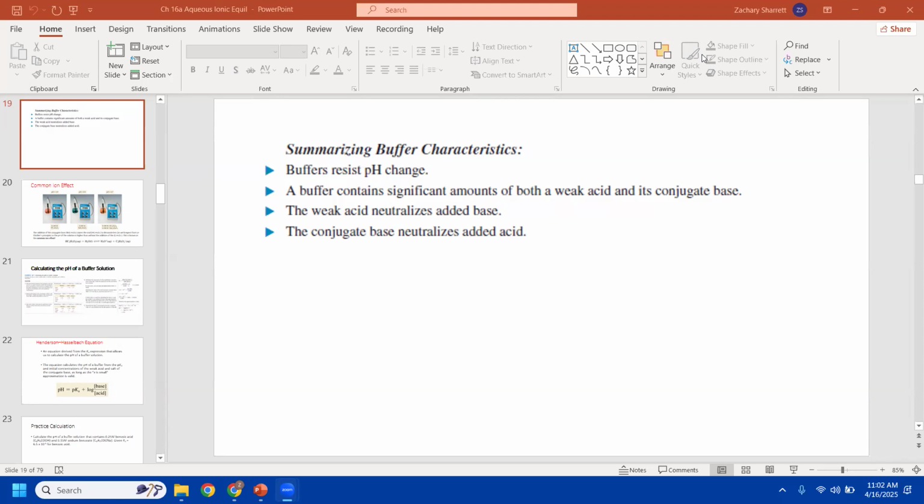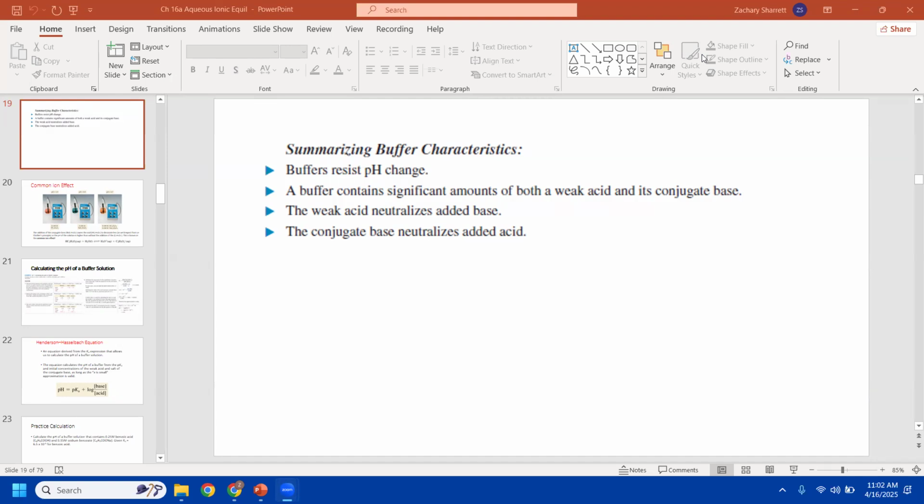So to summarize what we talked about on Monday, buffers resist pH change, right? They don't completely cancel out pH change. Acid will still drop the pH, base will still raise the pH, but it's much, much less than what we see if you have an unbuffered system.